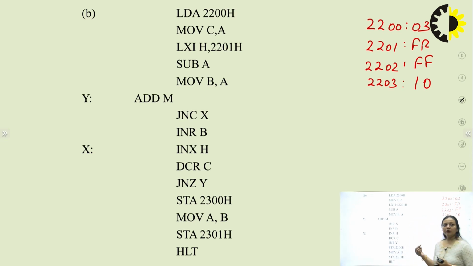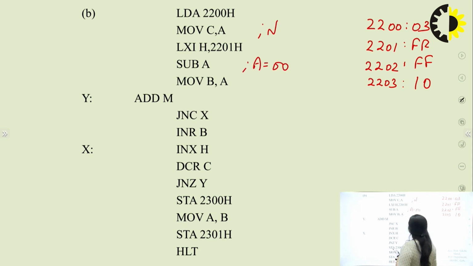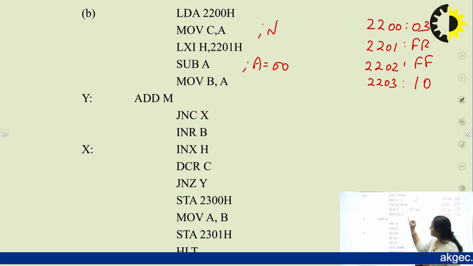So first you have loaded the number, you have stored it in register C, so you are having the counter value in register C. Then you have cleared the accumulator. Now to store the carry part, you need to have an empty register. So for that purpose, I have taken register B. So B is being used to store the carry part.